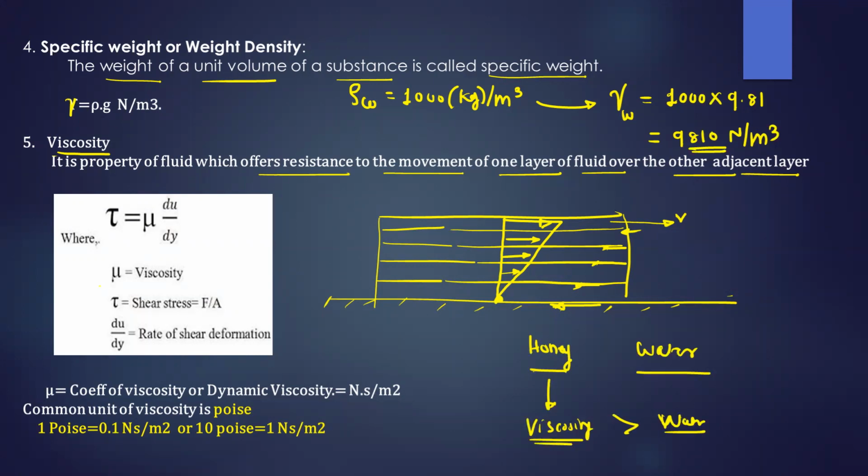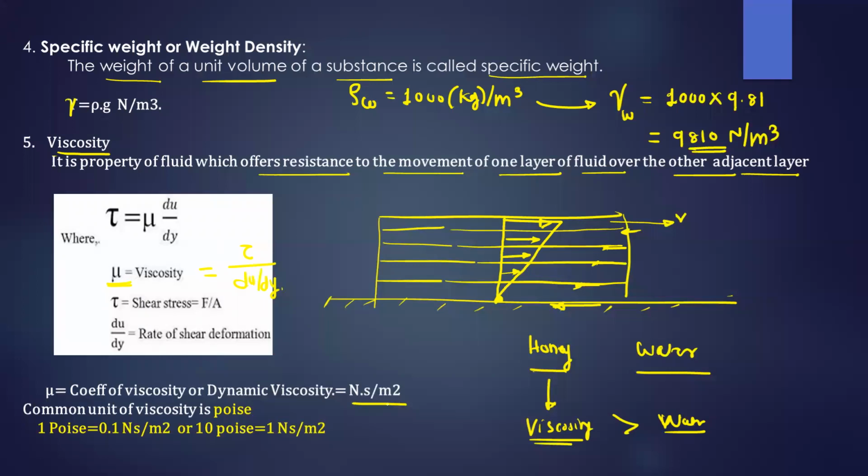So the viscosity is given by mu, which is called the dynamic viscosity. So mu is equal to tau, that is the shear stress, upon the velocity gradient, which is du by dy. And its SI unit is Newton second per meter square.